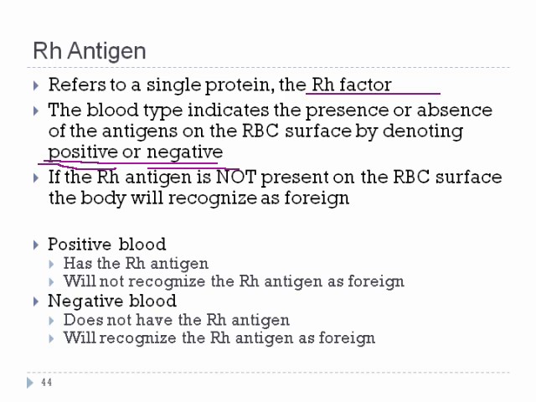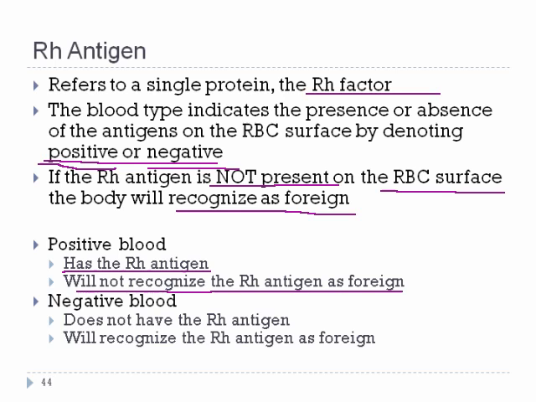Now, just like with the A and the B, if you grew up having that protein, your immune system recognizes it as self, and there's no problem. But if your immune system didn't grow up seeing that protein, if you don't have it on your red blood cells, your body will recognize it as foreign. So positive blood has that antigen. Negative blood does not have the antigen, and so the Rh negative immune system would recognize it as foreign.